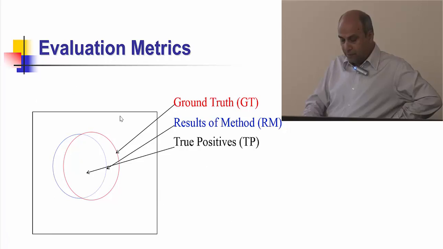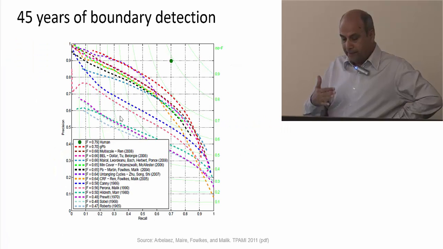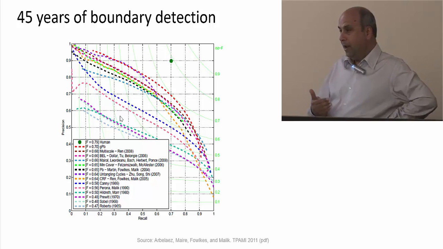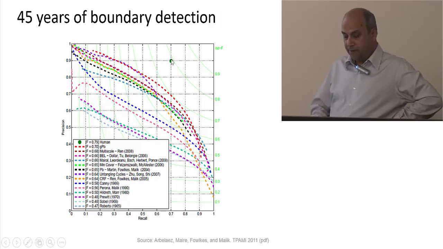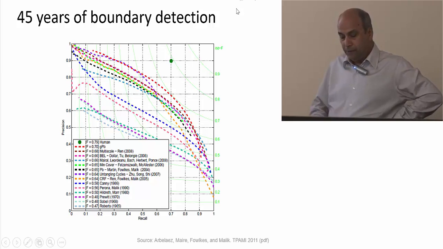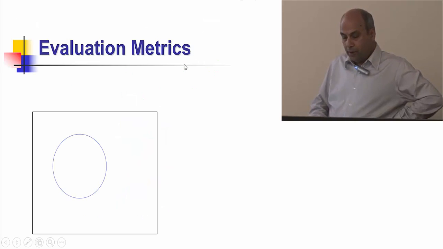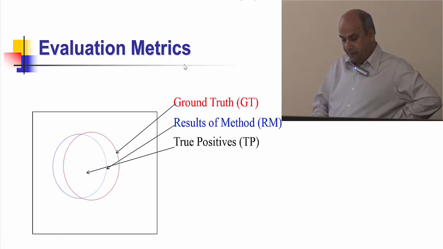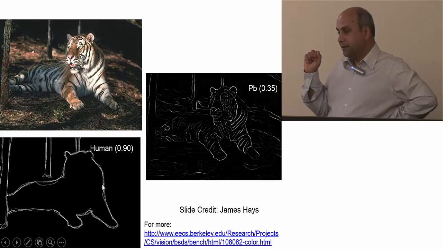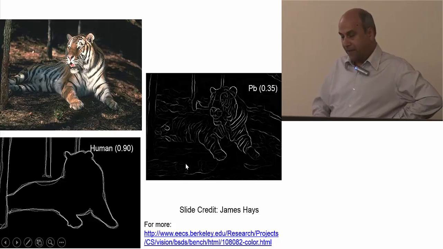So going back to this plot, this is the way things have gone, starting from 1965, and the human performance is here. Ultimately, of course, you want 100% precision and 100% recall, but it's very difficult. Even humans cannot do it, which means finding edges is an important area. Here's an example of an image. This is what the human found as the edges, and this is what one of the best edge detectors will find.